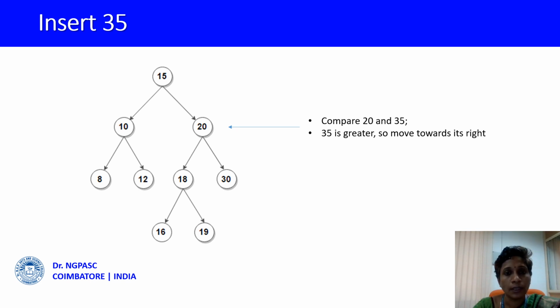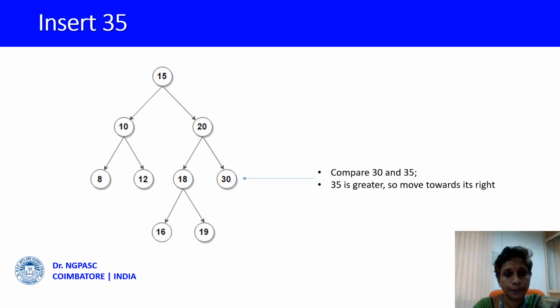So we have to compare 20 and 35 now again. So we find 35 is greater than 20. So we have to move further towards the right side of 20. Now we are on the right side of 20. We have the node 30 here.